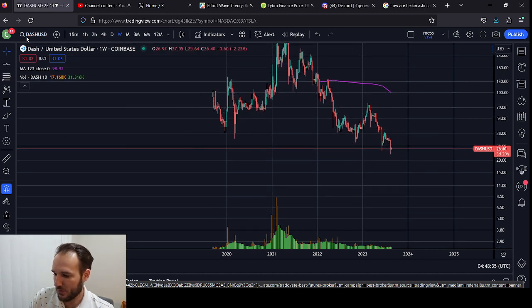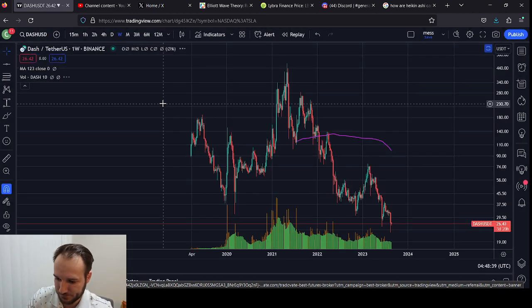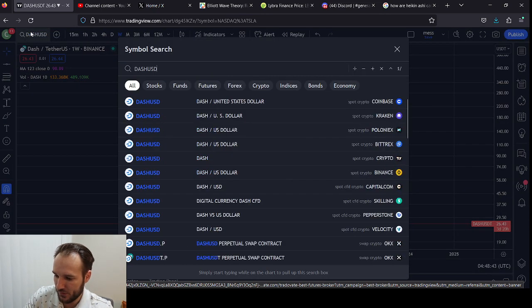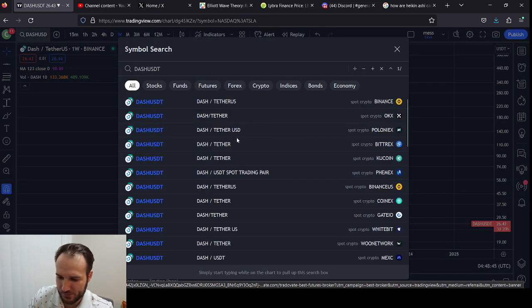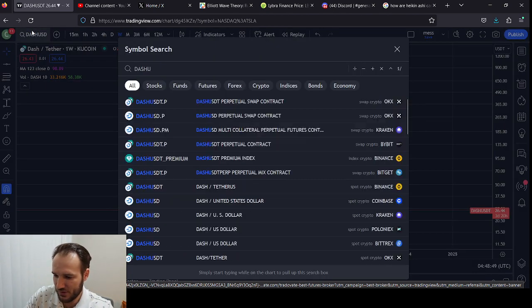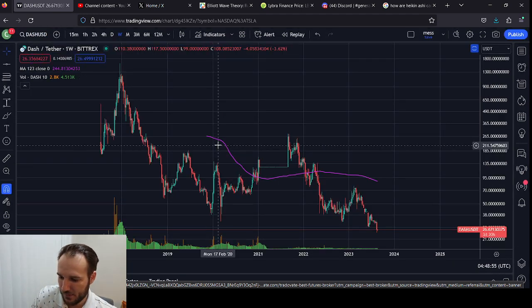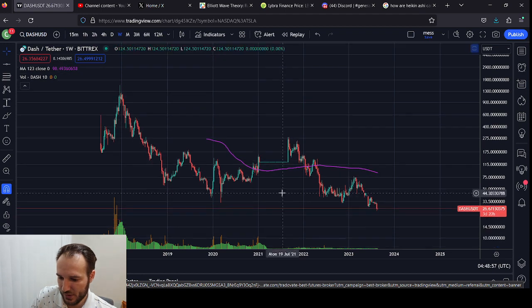I don't know if this is the best chart to use. Dash USDT maybe, it does have more data. I'm pretty sure we can go back further though. Let's see. Is Dash just that new? I don't think it is, man. I think it existed back in 2017, 2018. Yep, there we go. Bittrex was the chart. Looks like we had a long gap here for some reason.